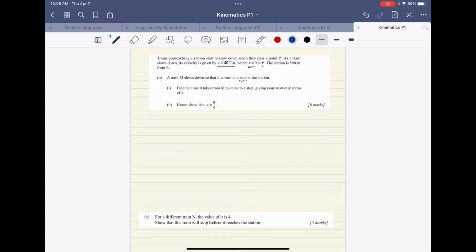Stop means velocity is equal to 0. So in this case, 40 - at is equal to 0. So 40 is equal to at. They want time in terms of a. So t, keep it over here, divide both sides by a. So t is equal to 40 over a seconds.